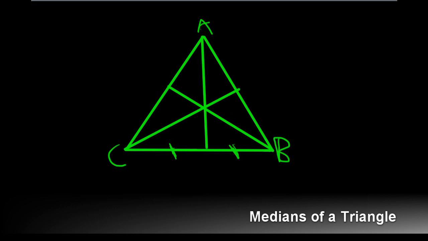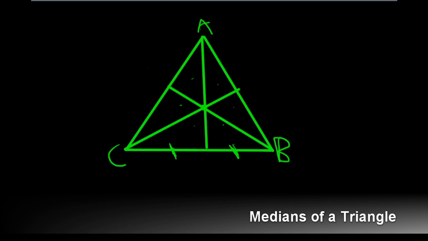And where they intersect, this point here is called the centroid, just a bit of terminology. If you draw all three medians, you can see that there are 6 triangles made. So one here, one here, one here, one here, one here, and one here. And the area of all these triangles is equal. The centroid is also important because it divides each median into the ratio 1 to 2.